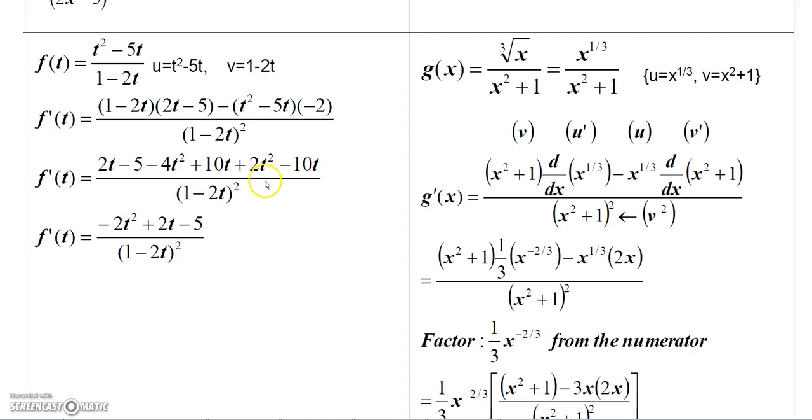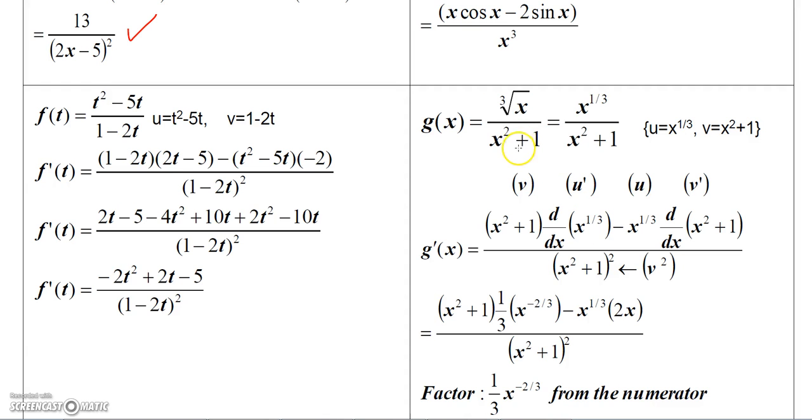And then if you collect the like terms, you get minus 2t squared plus 2t minus 5 all over 1 minus t quantity squared. Now this one's not too bad on applying the derivative, but when you try to simplify it's where it gets nasty.